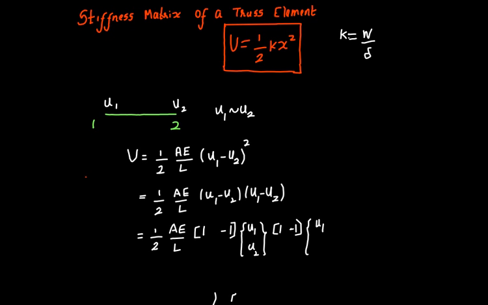So if you do the matrix multiplication, you get back exactly the same step. So I can write u1 minus u2 in the form of a matrix like this.